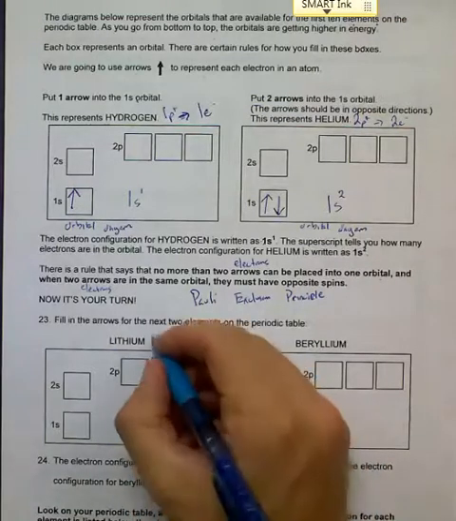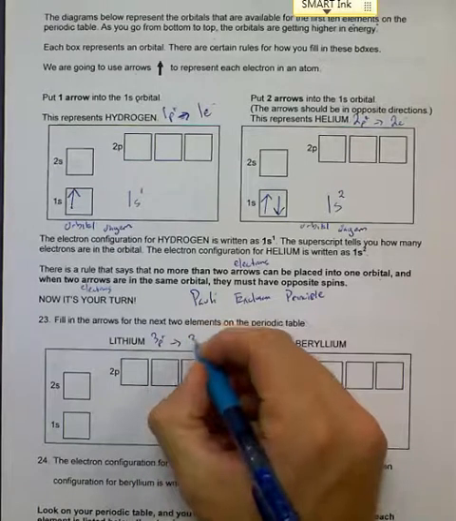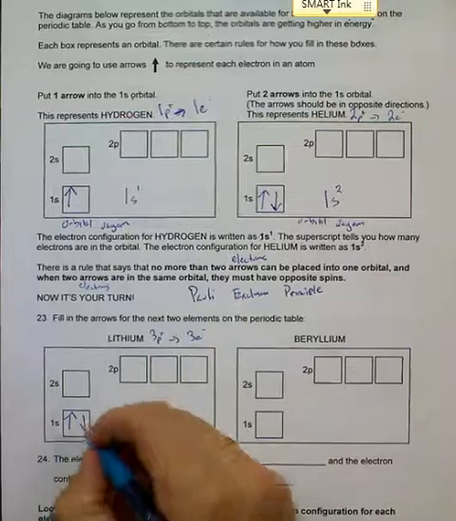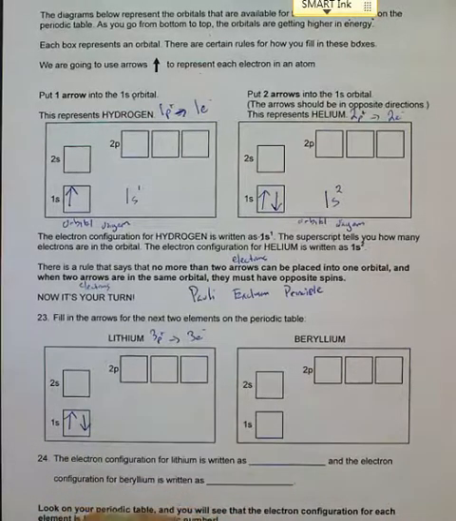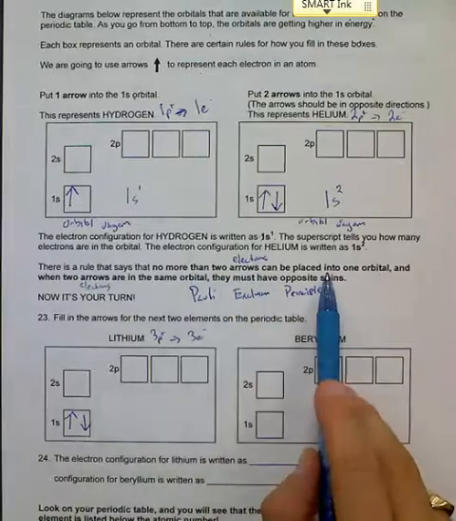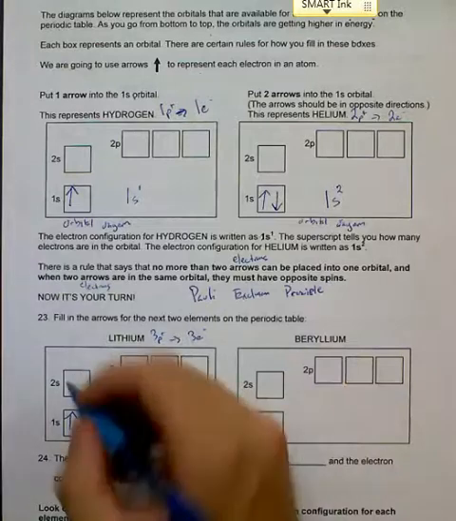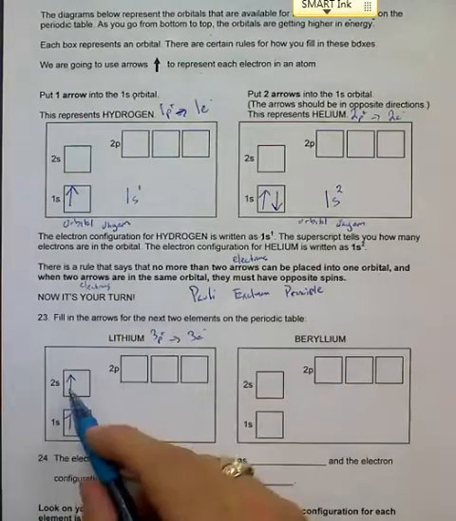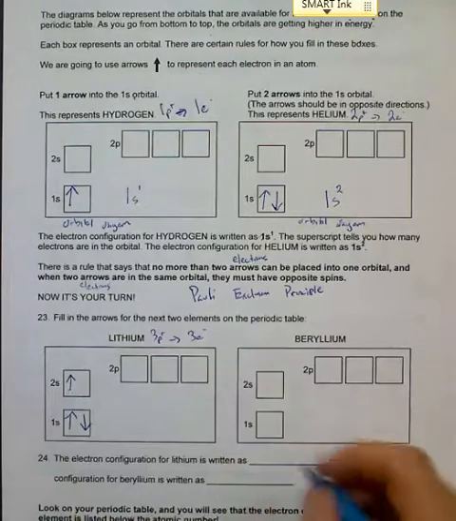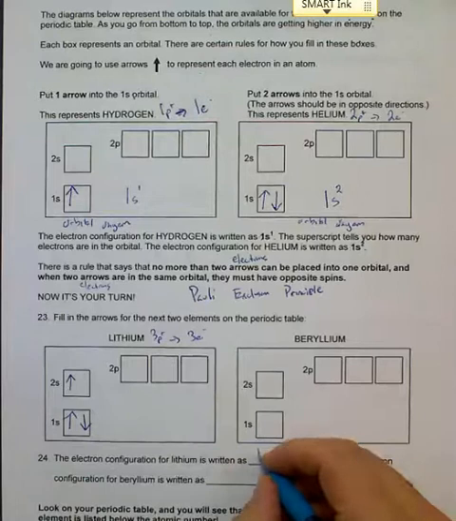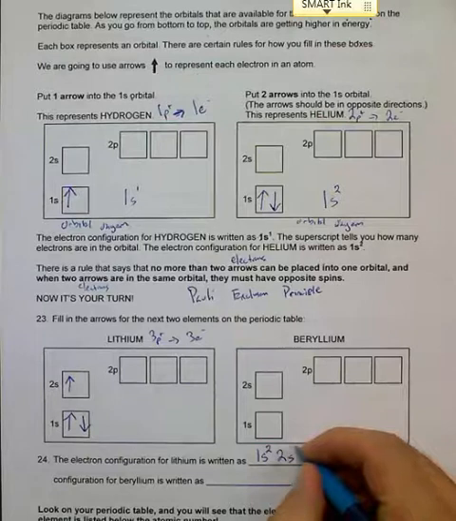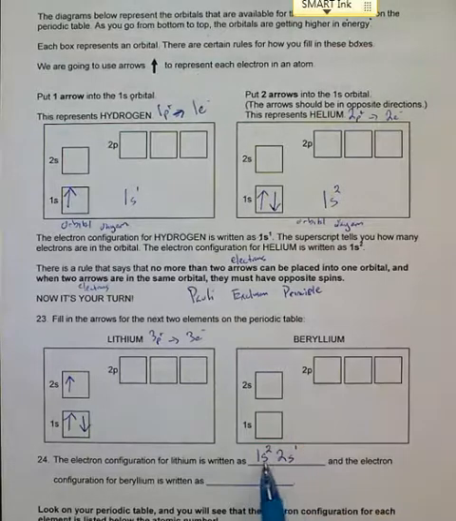Lithium has 3 protons, so it's got 3 electrons. The first 2 electrons are good. They can go into this 1s orbital. But Pauli says that no more than 2 electrons can be placed in one orbital, which means the third electron is going to have to go up into this 2s orbital. The electron configuration for lithium, starting at the bottom: 1s, there are 2 electrons; 2s, there is 1 electron. I would read that as 1s2, 2s1.